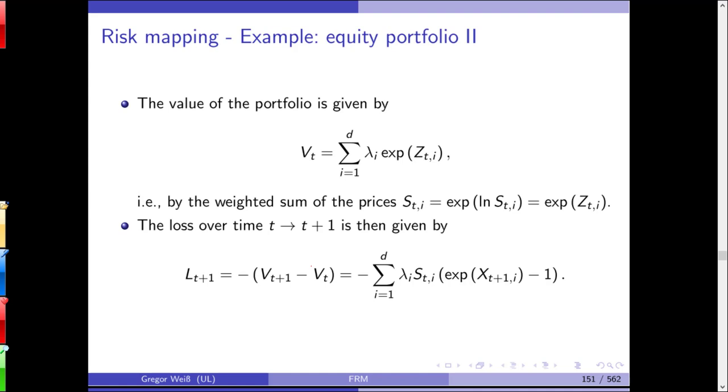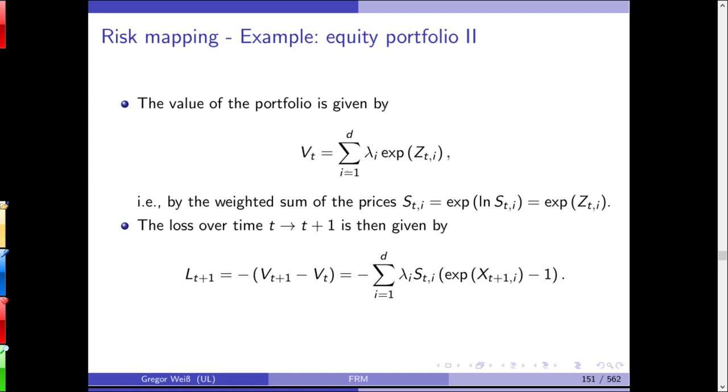Now, what does the risk mapping look like? The value of the portfolio is given by the sum over the number of stocks we hold, lambda I, times the price of the stock. And the price is given by plugging the logarithmic price into the exponential function, so exponential function of ZT, weighted sum of the prices. The loss over time from T to T plus 1 is then given by LT plus 1 equals, by definition, minus value at T plus 1 minus the VT is equal to minus the sum over all stocks, lambda I times STI times the exponential function of XT plus I minus 1.